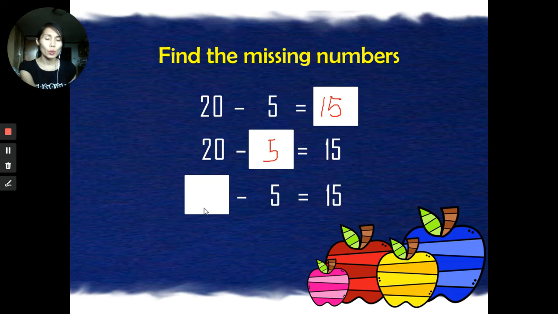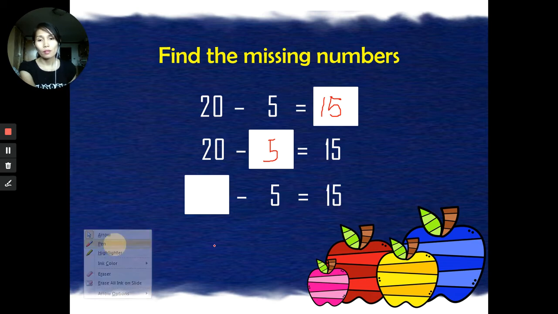So another, we're looking for the minuend. As I've said, the minuend is the greatest number in subtraction. So if we're looking for the minuend, always add the subtrahend and your difference, the answer. So 15 plus 5 equals 20.